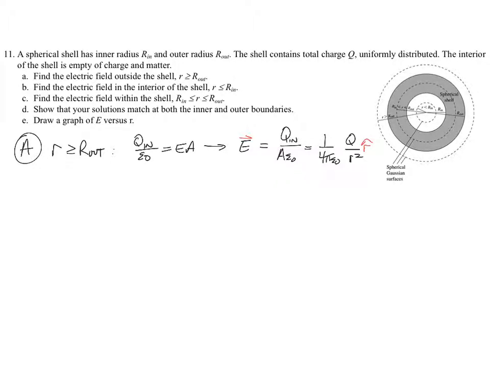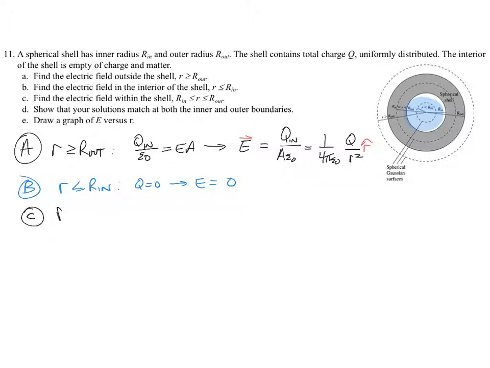So easy, not a lot to deal with there. What about r less than or equal to the radius R in? Well, this area here that we're talking about, that's inside, there's nothing, there's no charge there. And so if there's no charge there, right, so if Q equals 0, then the field due to that equals 0. So that was easy.